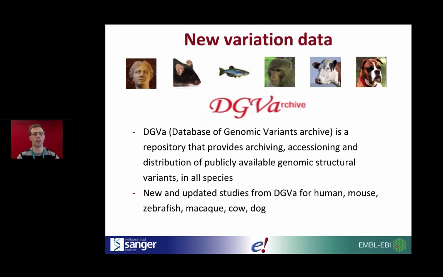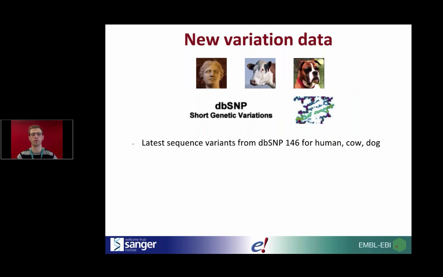As I said, the DGV archive is a database of genomic variants that is a repository that provides archiving, accessioning, and distribution of genomic structural variants in all species. And in Ensembl-84, we have new and updated studies from the DGVA for human, mouse, zebrafish, macaque, cow, and dog. The last source of variation data updates for Ensembl-84 is dbSNP, where sequence variants from dbSNP 146 have been incorporated in Ensembl-84 for human, cow, and dog.